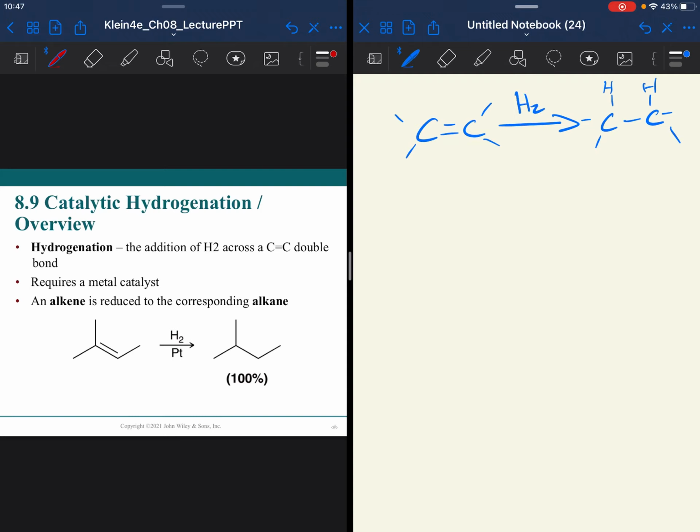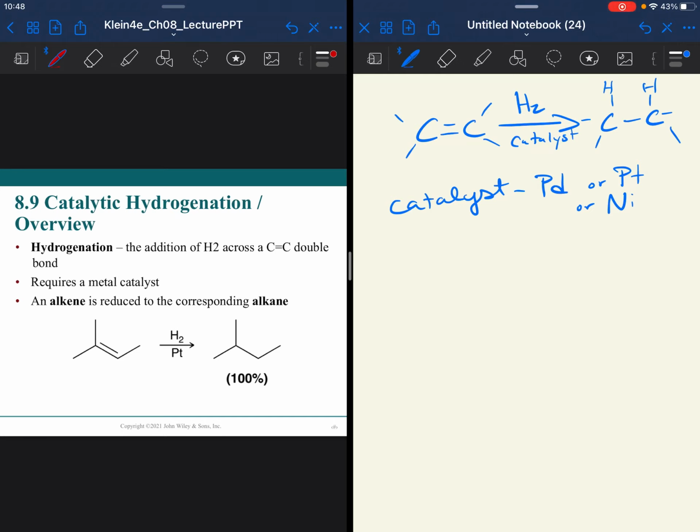Well, H2. But H2 alone will not react, or at least not react quick enough to be useful with a double bond. So you have to have a catalyst. Now, I'm just going to write catalyst here because the catalysts that I want you to know are either palladium or platinum or nickel. All right, those are going to be the solid metal catalysts that you should be familiar with.